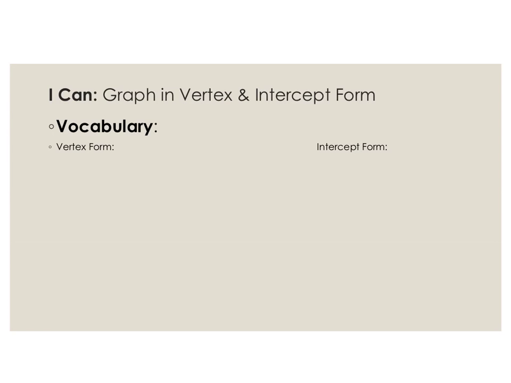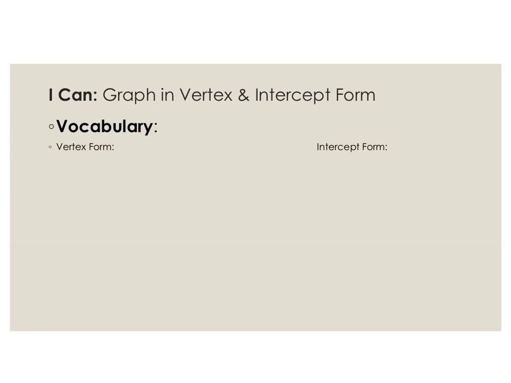Today's topic is graphing in vertex and intercept form. I-can statement is graph in vertex and intercept form. We have two vocab words, vertex form and intercept form. We're going to go over what they look like and all the parts you can solve for them.